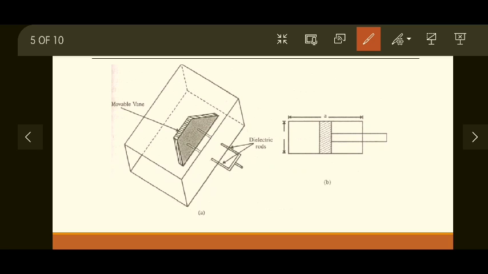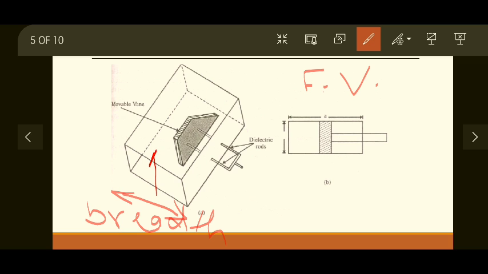In figure A, the 3D version of that movable vane attenuator is shown, and in B, the front view of the movable vane attenuator is shown. So this is the front view and this is the 3D view. Now this is the breadth of the waveguide. Okay, so how is it placed? This is the direction of the electric field. So this will be the y direction, this is the z direction, and this is the x direction.